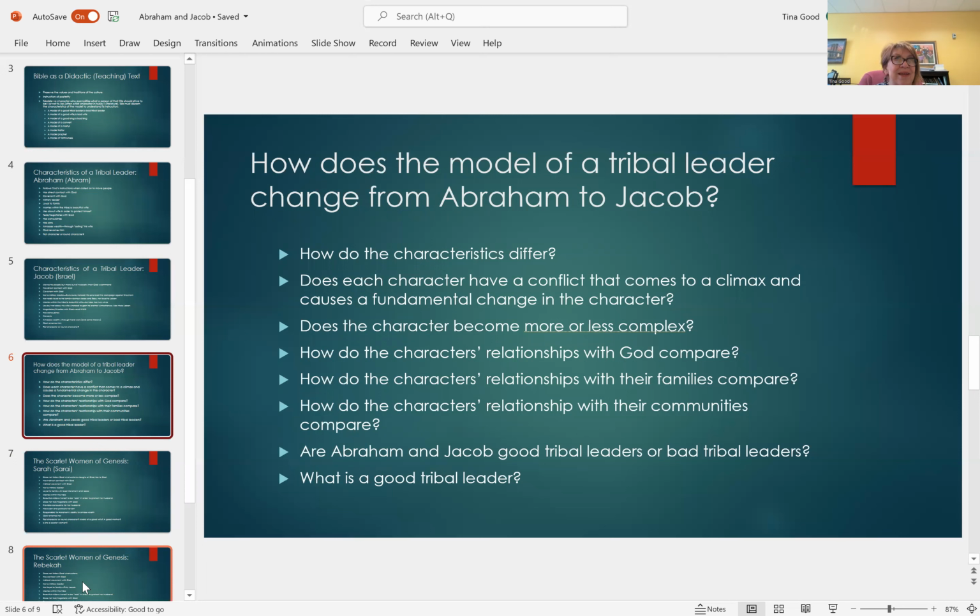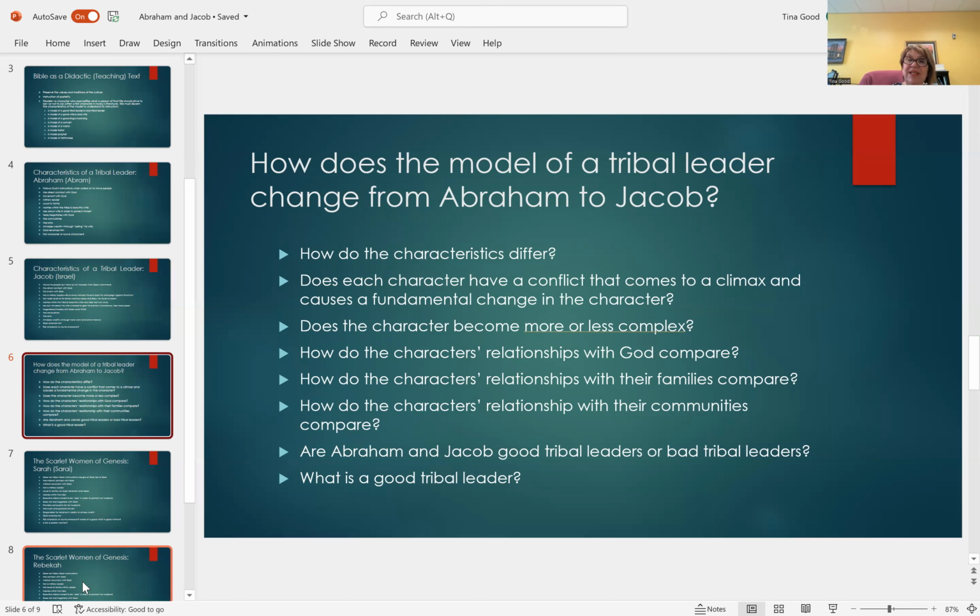Maybe you might say Jacob's conflict comes to a point when he tricks Esau and he runs away. Maybe as when his sons attack Shechem. Maybe when he leaves Laban, right? And he has to make a decision. But do these things cause a fundamental change in his character? Does either character become more or less complex?